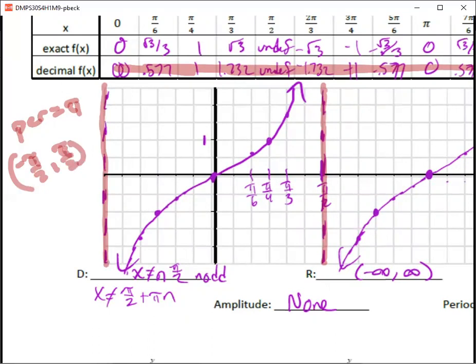So the way we're going to graph is going to be very similar to the way we graphed before. We are just going to have a different starting point and different ending point, and our period is going to be pi instead of 2 pi as we do all of our analysis.